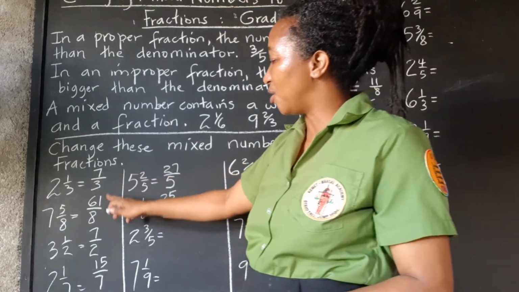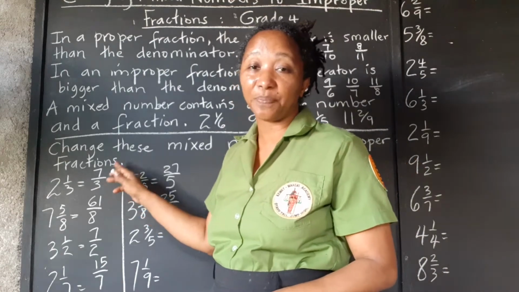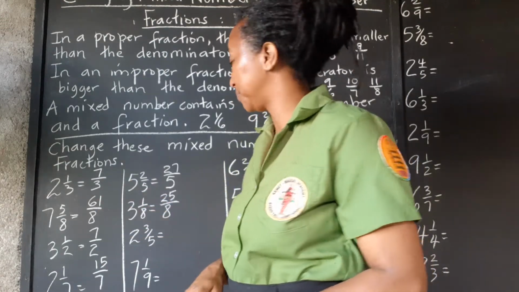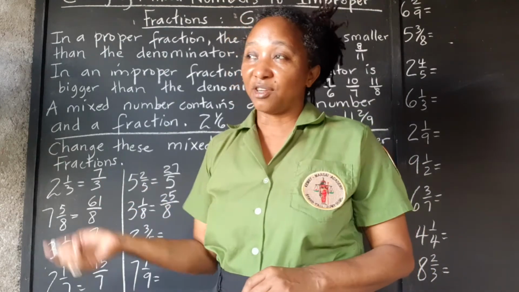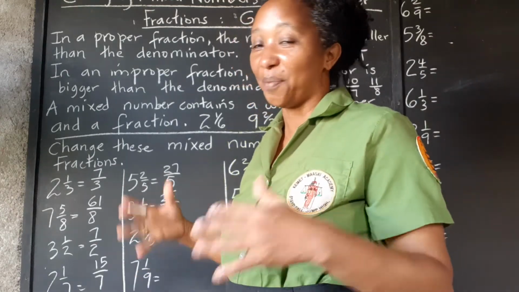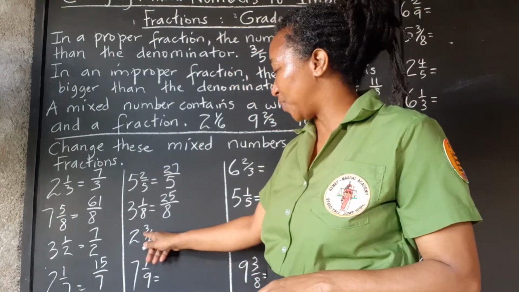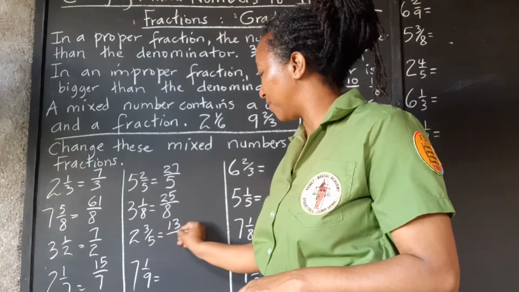So these are now improper fractions. You notice now the numerator is bigger than the denominator. In years gone by, we used to call them top-heavy fractions, right? The top is heavier than the bottom. Alright, so 5 2s, 10 plus 3, 13 over 5.